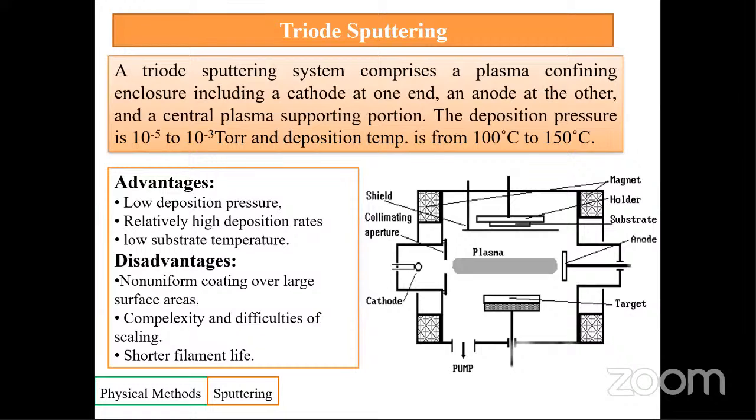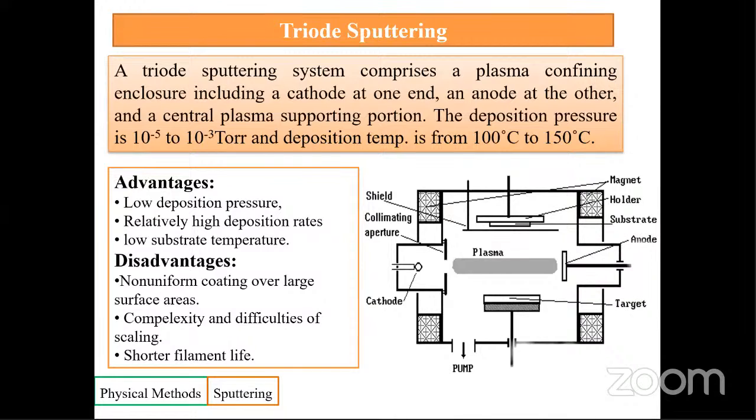Then the triode sputtering system basically comprises a plasma confining enclosure, including a cathode at one end and an anode at the other end, which is similar to the DC sputtering system. But here we put a central plasma supporting system. You can see in the diagram the target is capped, the substrate is there, and we put a seal inside, which can act like a triode. The deposition pressure used in this system is typically of the order of 10^-3 to 10^-5 torr or so, and the temperature is around 100 to 150 degrees centigrade.